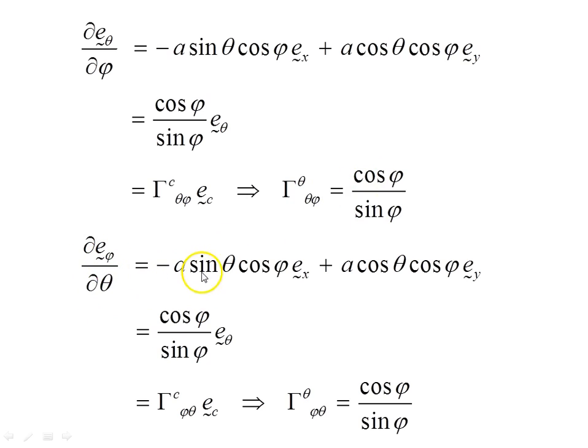d phi d theta gives us this object here, and we take partial derivative of e phi with respect to theta. That gives us this object here in terms of the basis vector e theta, and so gamma c phi theta e_c, c is theta, so that's c as well, so gamma theta phi theta is this object.